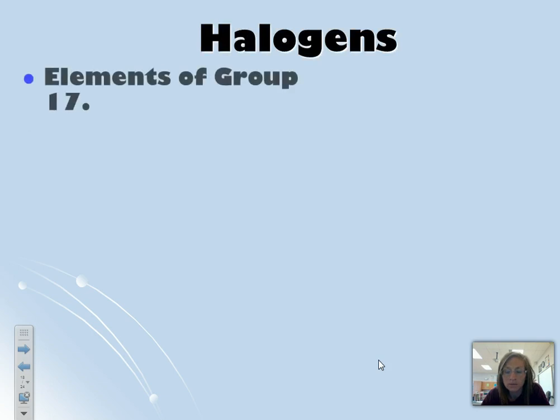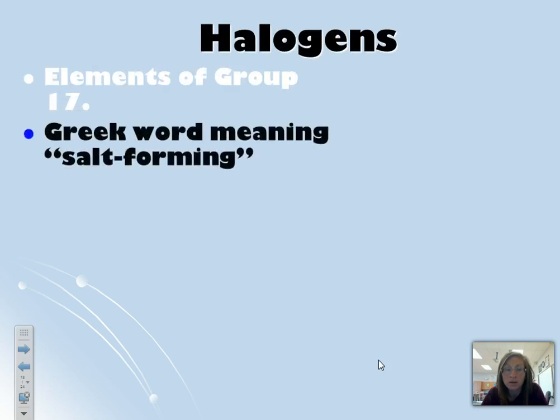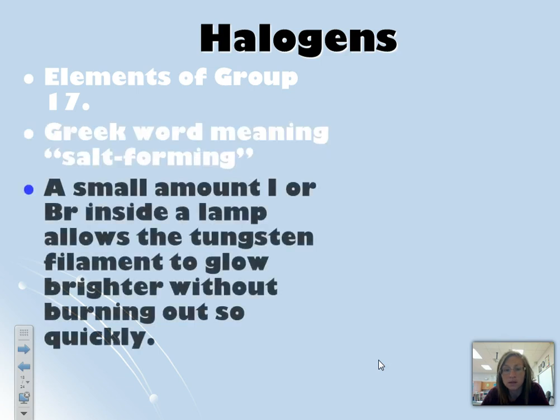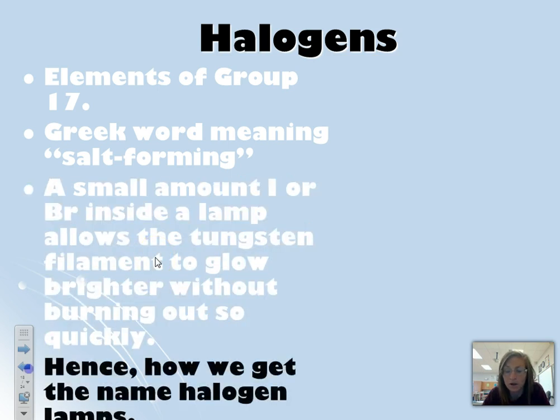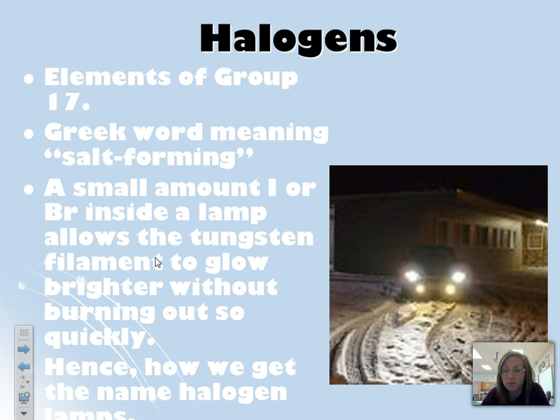Halogens make up group 17 or group 7. They come from the Greek word meaning salt forming, because these elements have a tendency to form salts. They also are helpful in making tungsten filament glow brighter without burning quickly. Specifically, we're talking about iodine and bromine. And they're actually useful in making our halogen lamps that form the headlights of our cars. That really nice bright light is very helpful at certain times driving at night or in bad weather.